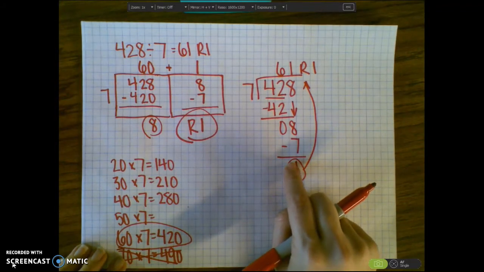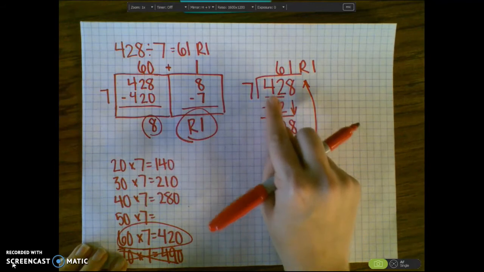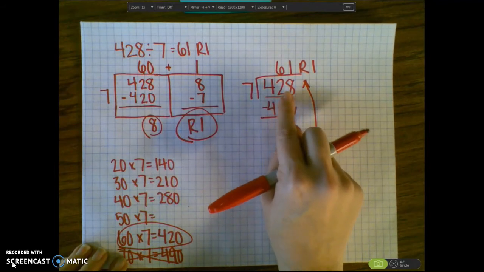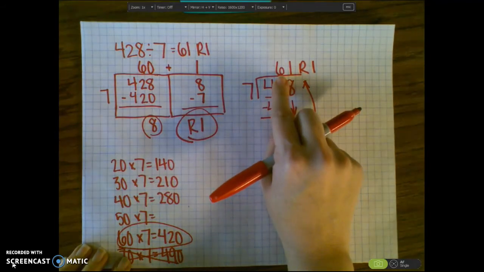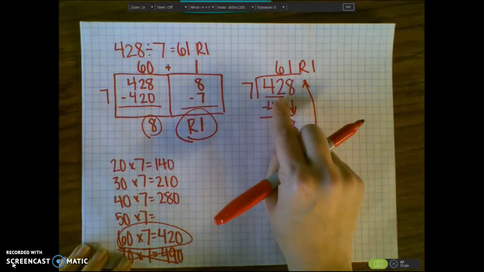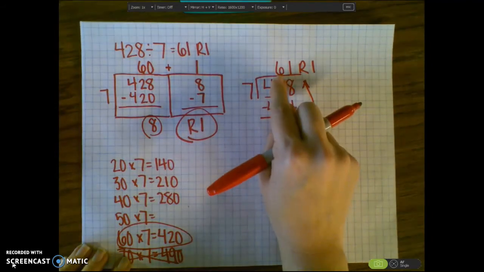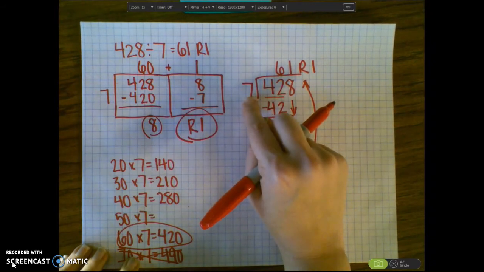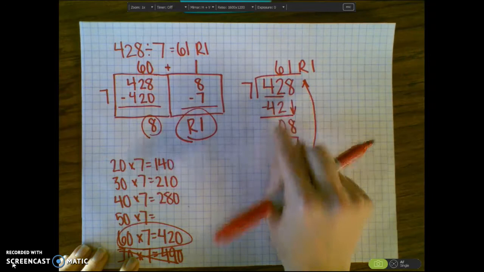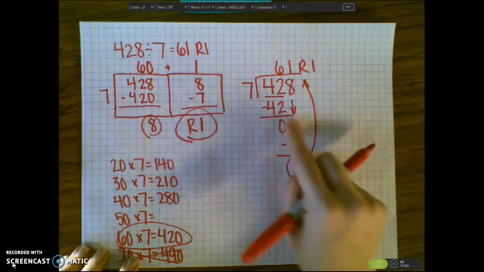But at the same time, you never really realize that the 428, you're really saying 6 tens go into 420. Or 6 tens, and 7 groups of those 6 tens go into 428, 42. Bring down your 8.